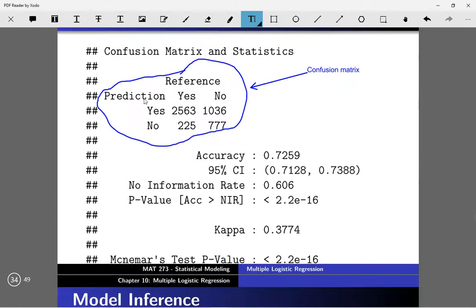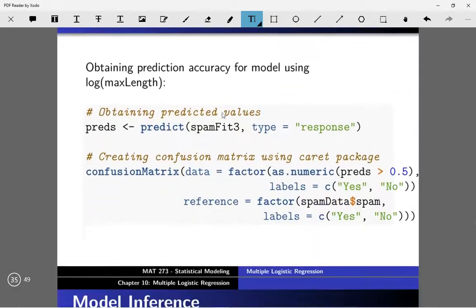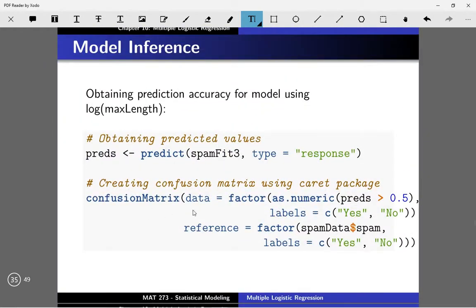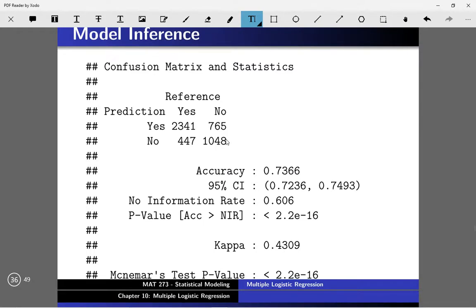So that was the model where we did not log transform the max length, but we can look at the confusion matrix for the model where we did log transform. Okay, so that was spam fit 3. And we see our model improved. We get about 1% higher classification accuracy. So that seems like not much, but given how big our data is with thousands of observations, a 1% increase in accuracy can make a huge difference.